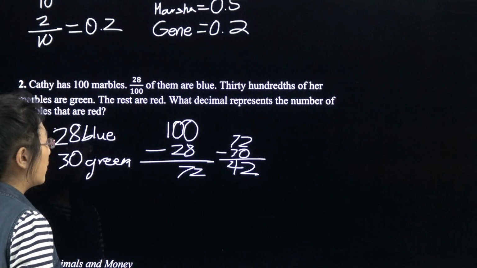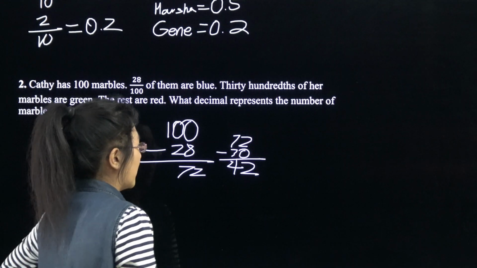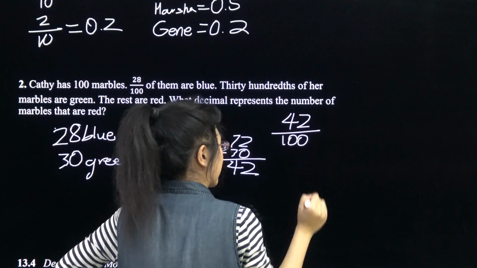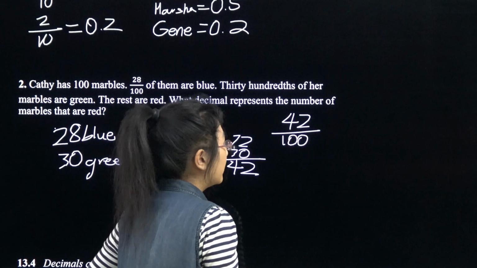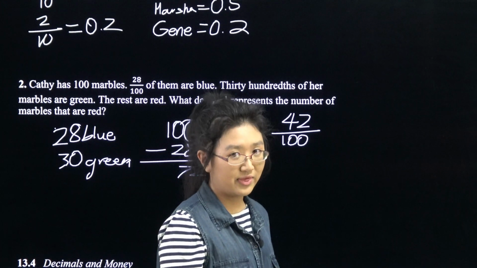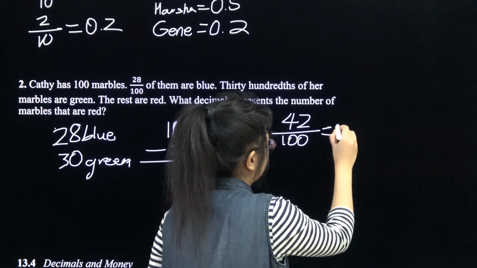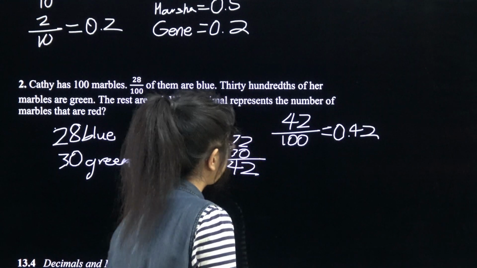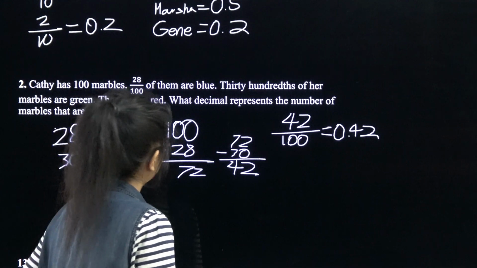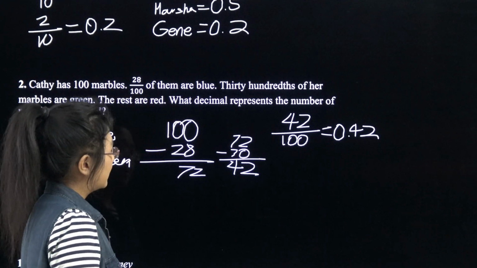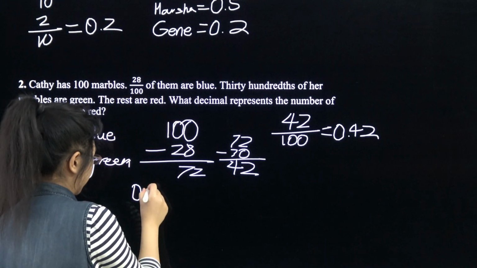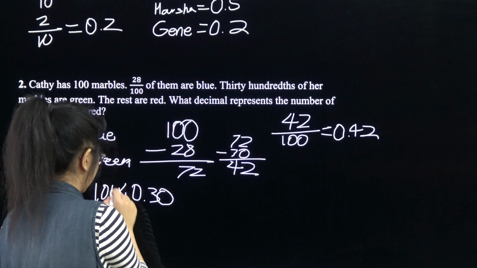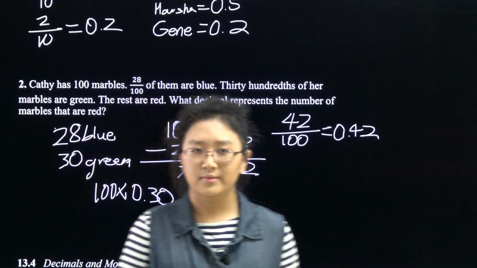42 marbles are red, so what decimal represents them? Well, there's 100 marbles in total. 42 over 100 are red. That'd be 42 hundredths, and we know that 42 hundredths is 0.42 read out properly. Another way to do this is, you know that 30 hundredths is 0.30, and then you do multiplication of decimals, which I don't think we've learned yet.